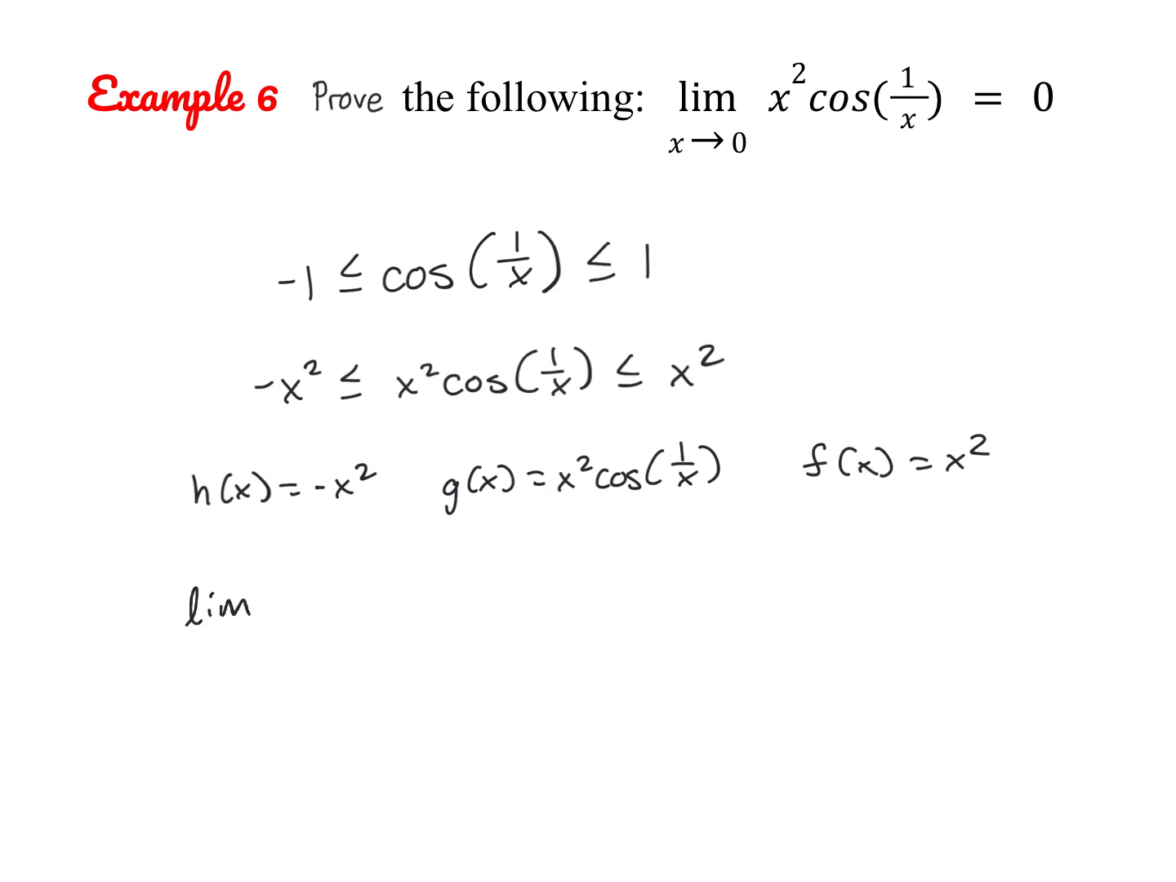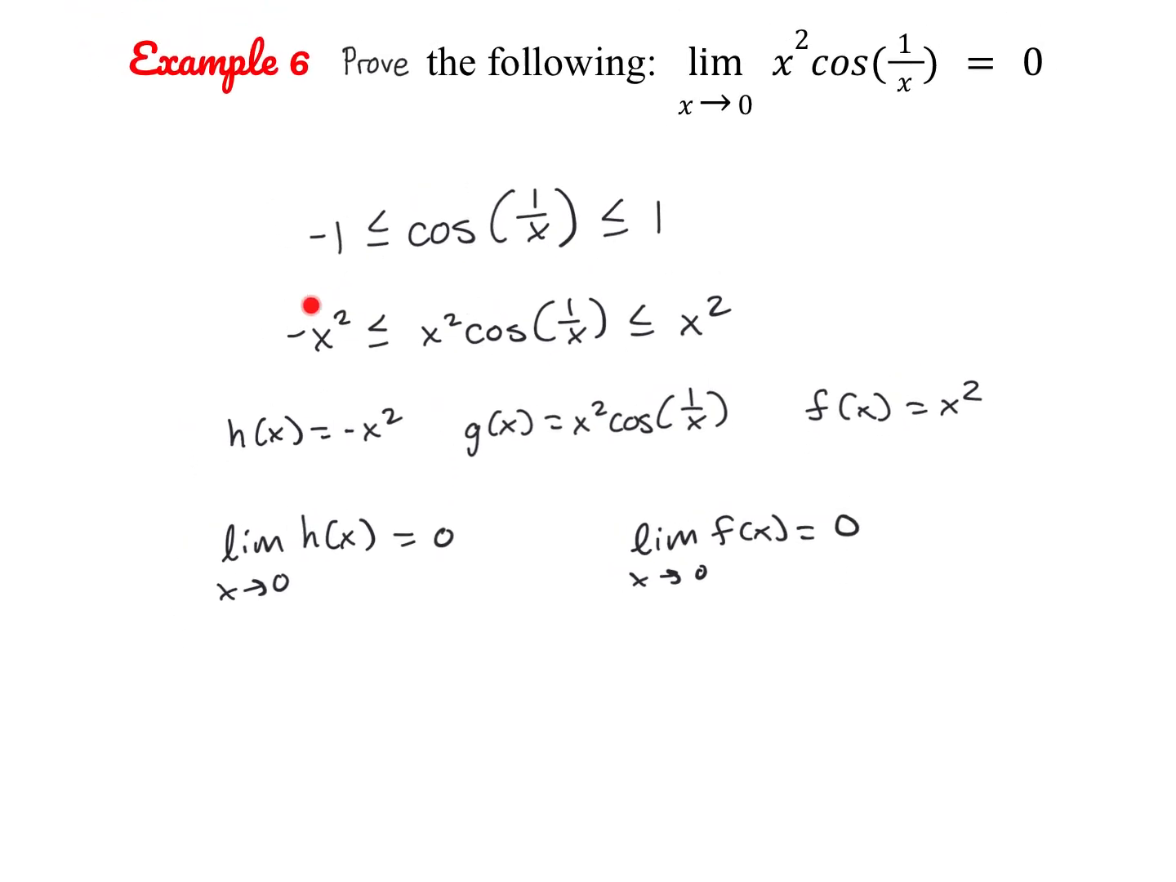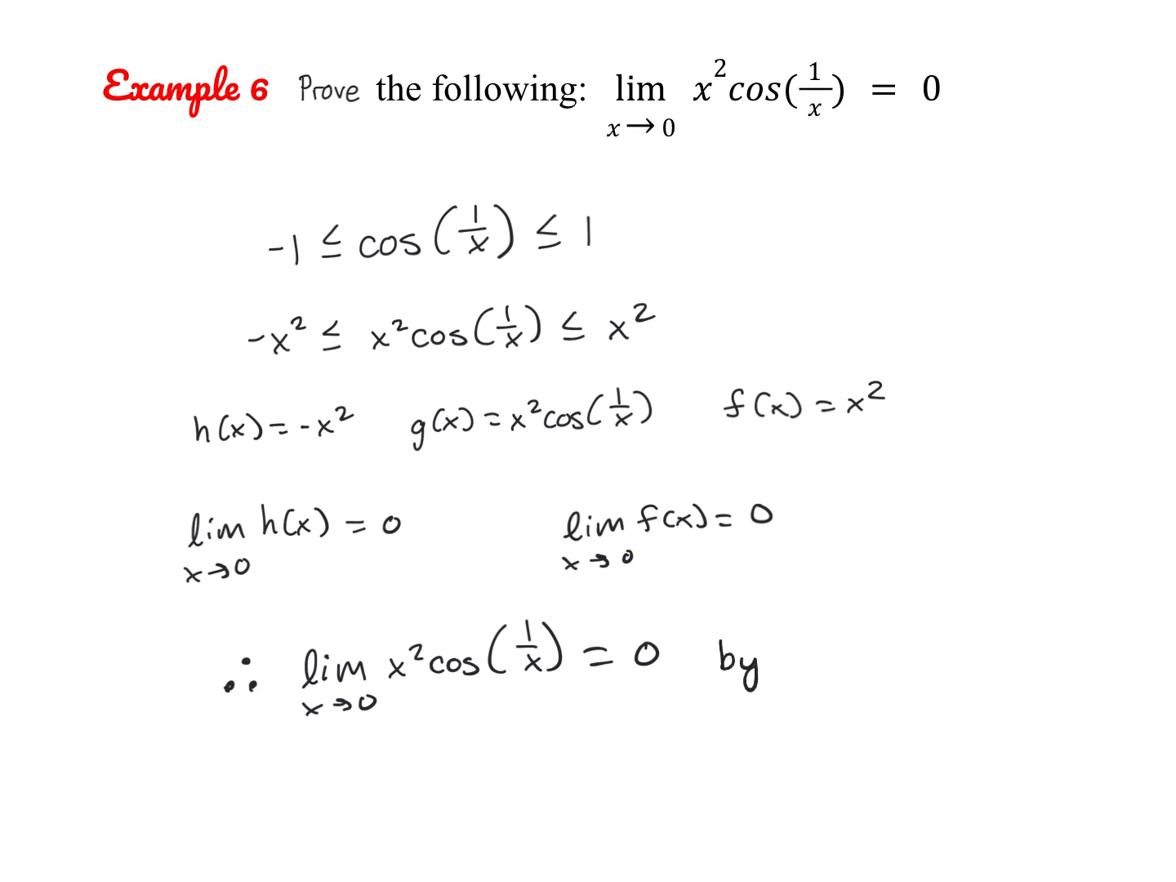So first we're going to find the limit as x approaches 0 of h of x. And we can do that with direct substitution. We plug it right in here and we get 0. And then we need to find the limit as x approaches 0 of f of x, which is just x squared, which is also 0 using direct substitution. So since the limit of our two outer functions as x approaches 0 is the same, we can conclude, therefore, the limit as x approaches 0 of x squared times the cosine of 1 over x also equals 0. And we could show that by using the squeeze theorem.